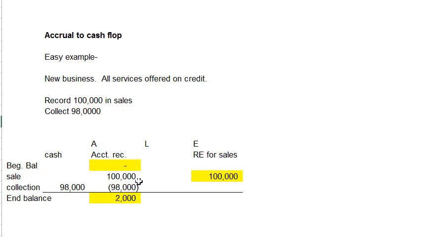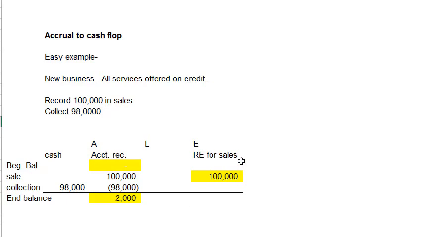Here we record our sales revenue using the revenue recognition principle. All the revenue is recognized immediately. So accounts receivable goes up and retained earnings goes up for that sales revenue. Then later on in the accounting period, the company collects $98,000 of those accounts receivable. So cash goes up, accounts receivable goes down. The ending balance in accounts receivable is $2,000.